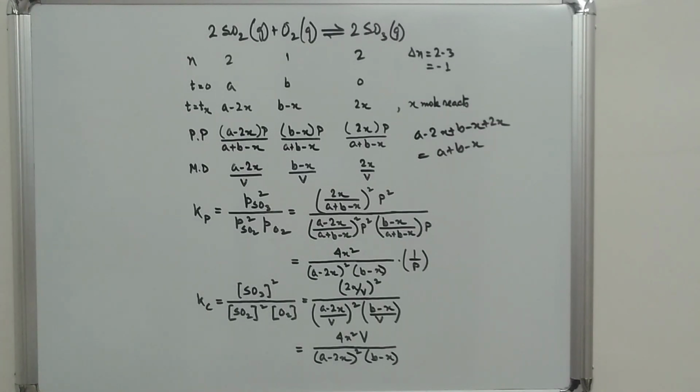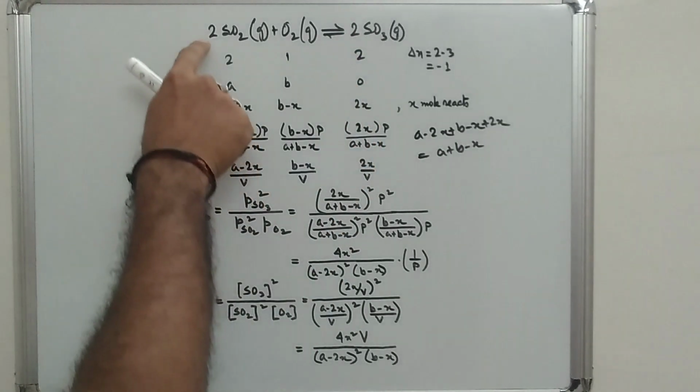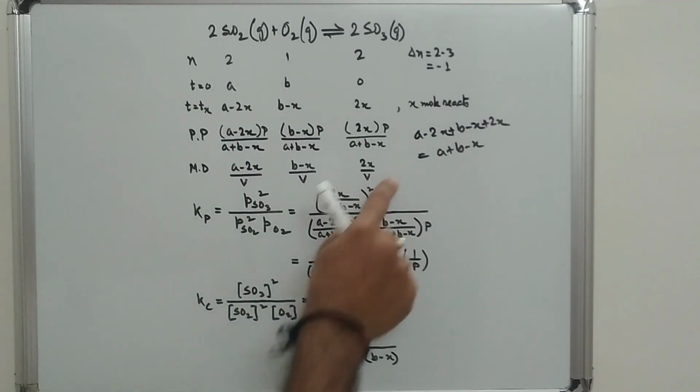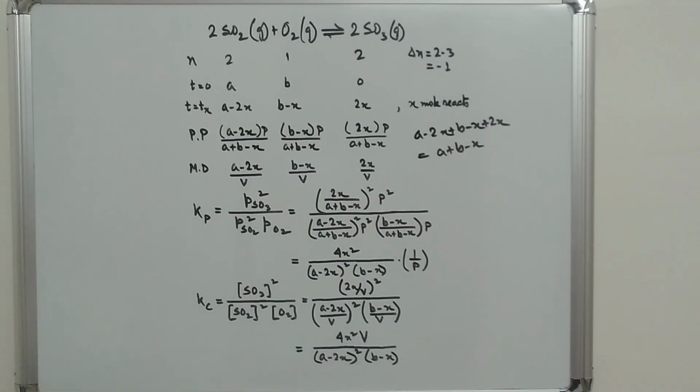For Kc, the equilibrium constant corresponding to concentrations, here in the square brackets we have represented the individual concentrations. For SO3 it will be SO3 squared, and this 2 comes from the coefficient. For SO2, 2 is the coefficient, and for O2 this will be 1. So, putting those values in, we get this term.